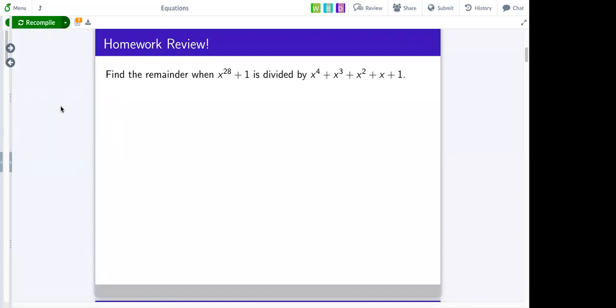So this was problem 14 from last time. It's similar to a remainder theorem question. We want the remainder when x to the 28th plus 1 is divided by x to the 4th plus x cubed plus x squared plus x plus 1.